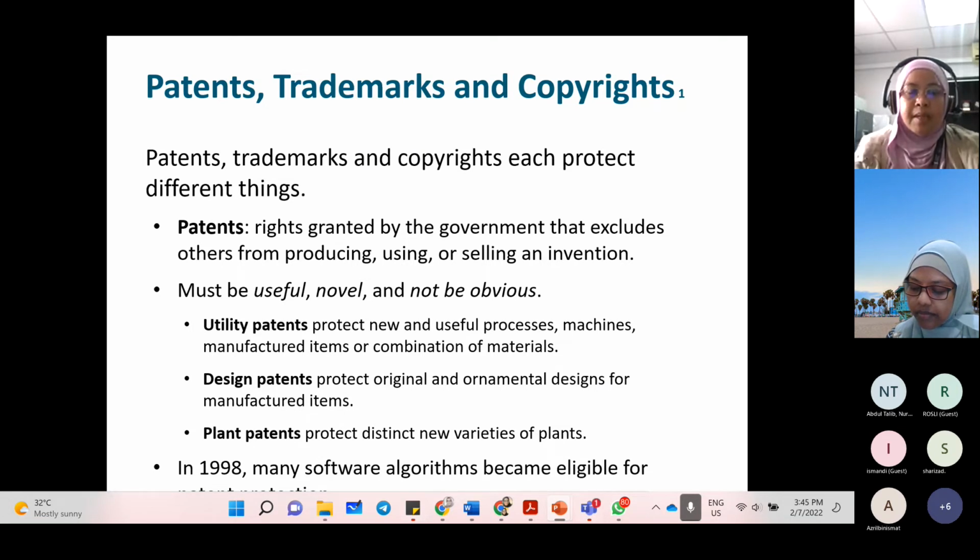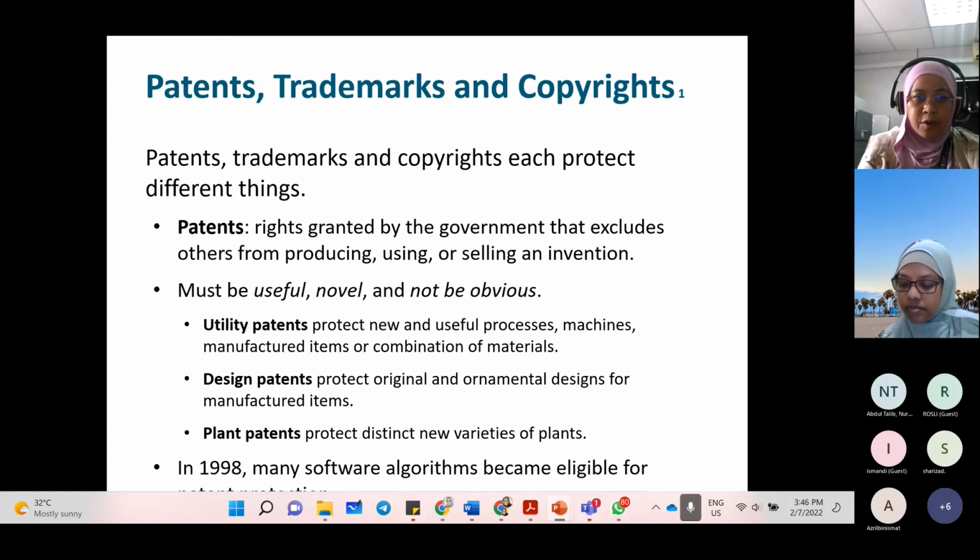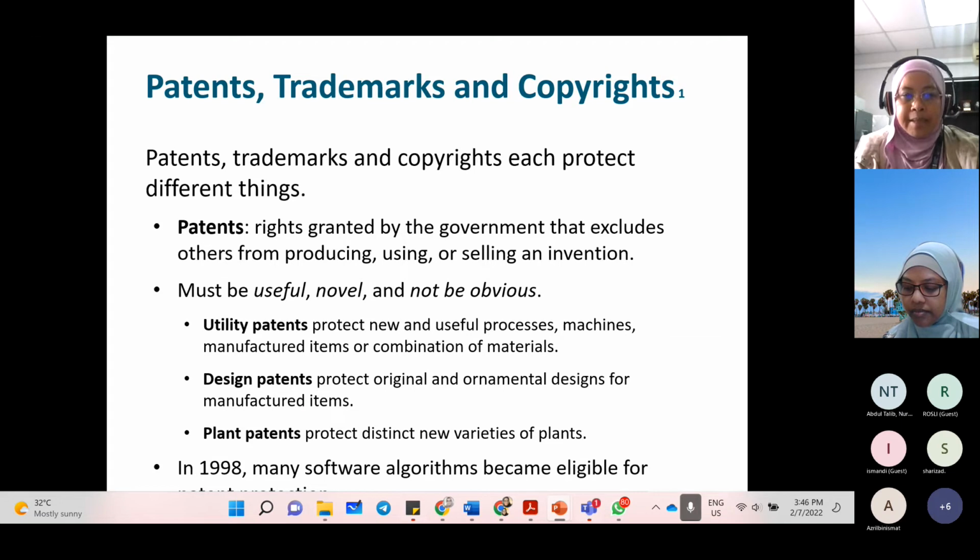So what does patent mean? For example, if you have certain ways of, for example, our anti-aging COVID-19 kit, we have lots of designs. It has various ways of using it. How to use the product itself is under utility patent.